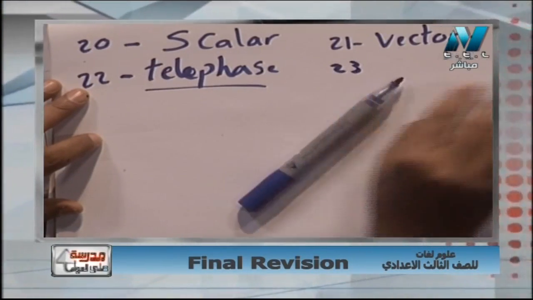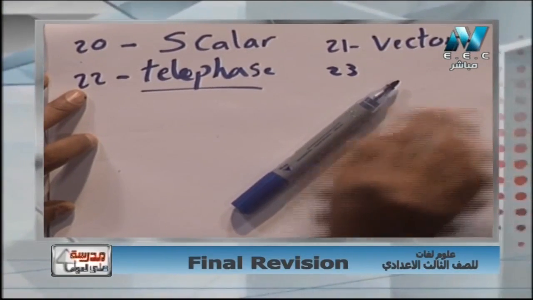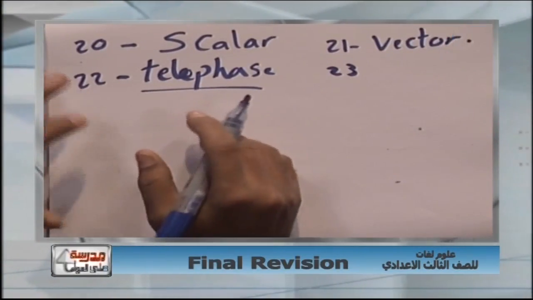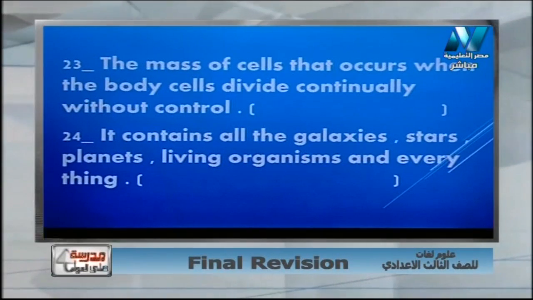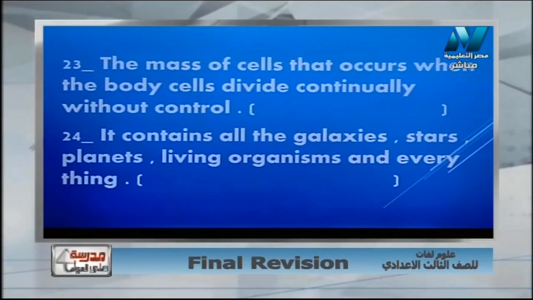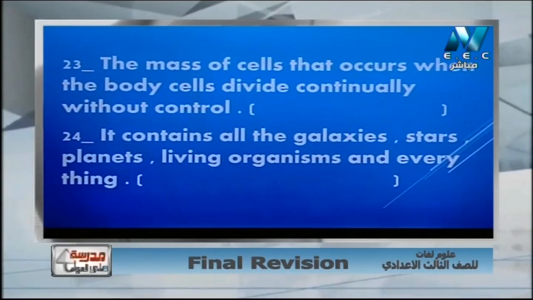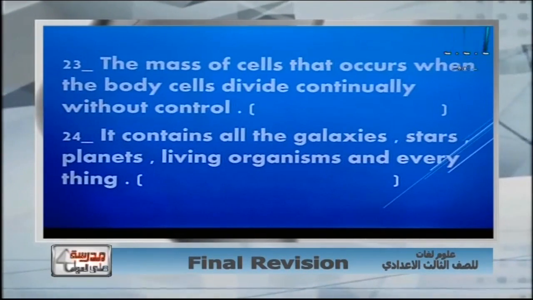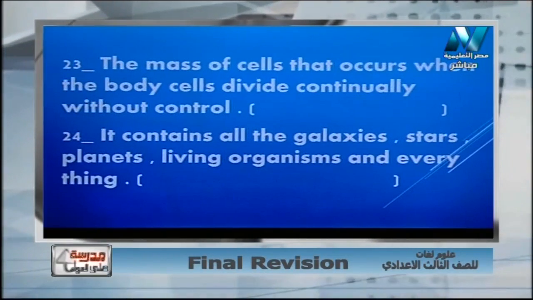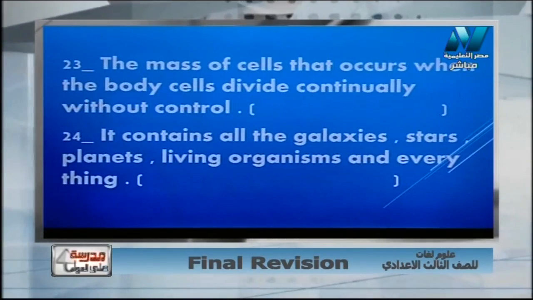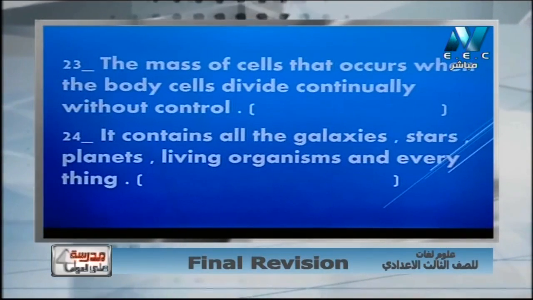Number 23. The mass of cells. Mass of cells that occurs when the body cells divide continually without control. Some cells divide, maybe mitotic cell division, without control. The brain doesn't control this division. So, sure, it's an abnormal thing. It's a disease. It's called what? It's called cancer.